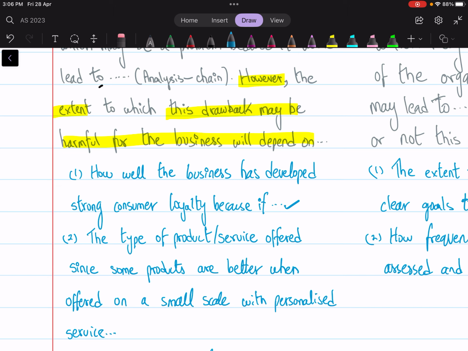And then you continue it. You need to explain it. Just do not state this. You need to explain it. Or the type of product service offered, since some products are better when offered on a small scale with personalized service, such as hairdressing, such as customized cakes. Alright? So whatever the question is, you would need to make sure that you apply your evaluative comments in the context of the business. And remember that evaluation will become a part of questions that are 12 marks or higher. You are not required to evaluate an 8-mark question.